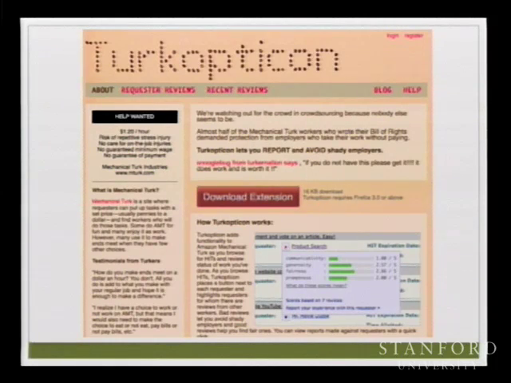And so we have minimum wage laws, and a lot of people support a living wage, and this is clearly not a living wage, right? I mean, Mechanical Turk and other labor forces, there's clearly an interesting ethical issue. A friend of mine made this site called Turkopticon, right? You can go to turkopticon.com, and you can see that they have a lot of anti crowdsourced work rhetoric here. They say we're watching out for the crowd in crowdsourcing because no one else seems to be, right?